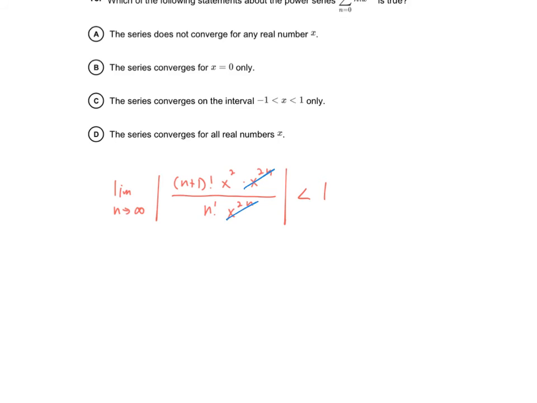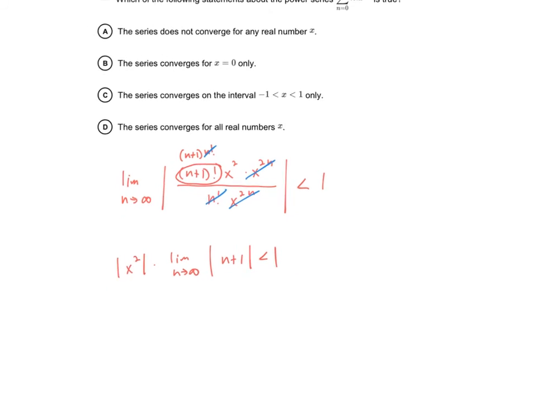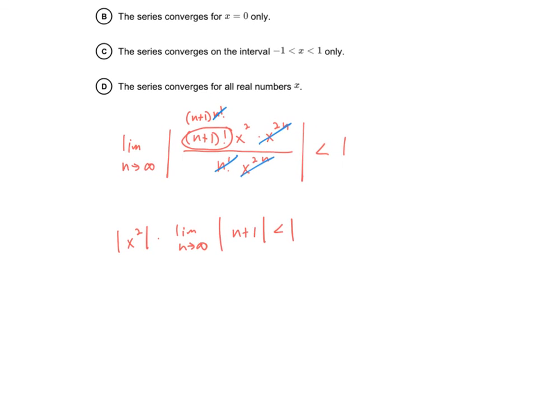Okay, those two cancel out completely. Do you remember this on the top? This is n plus 1 times n factorial. That's what this is, and so that cancels out. Just left with n plus 1. And then we could pull out the x squared. We don't really need absolute value since it's squared, but that's what we'll typically do. And then this is just n plus 1.